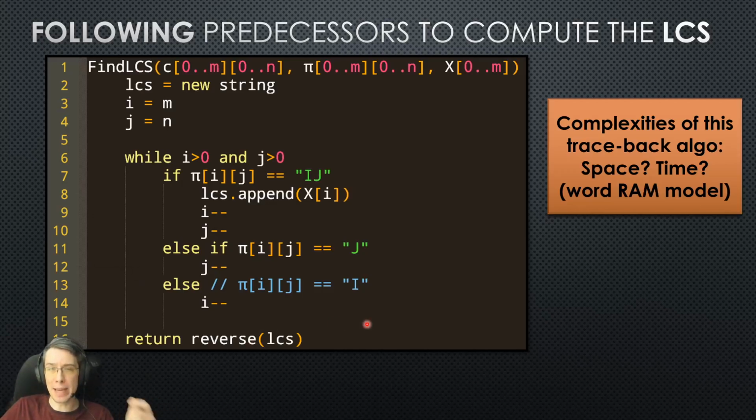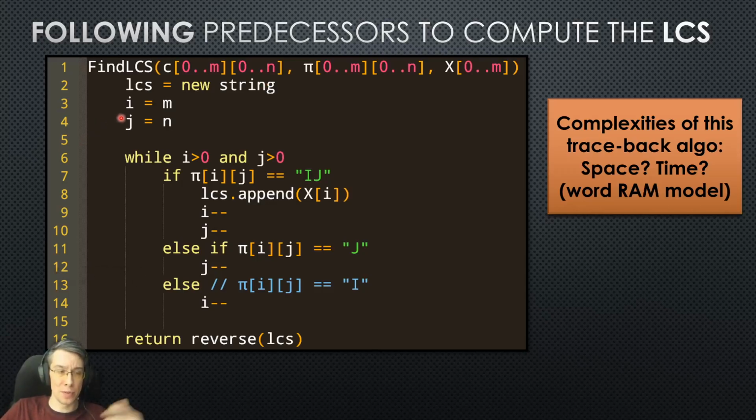Well, how about the space complexity? For space complexity, we want to count in the word RAM model the number of words that we introduce in the algorithm that are not part of the input. So we ignore the input. And what words are we introducing? We're introducing a string. Let's say the string has one word per character. And the number of words then for the string will be order m plus n.